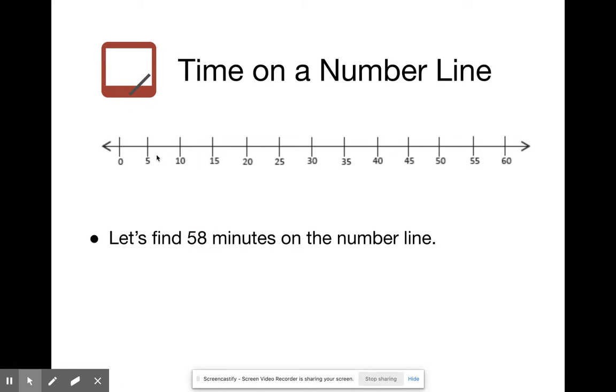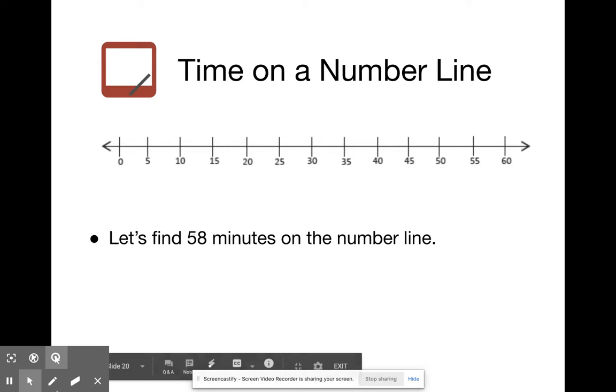All right, so on your number line on your desk, we're going to try and find 58 minutes. So what we're going to do is, I have a 50, I have a 55. I know that the number 58 is going to be somewhere between 55 and 60. So I'm going to find where 58 would be.